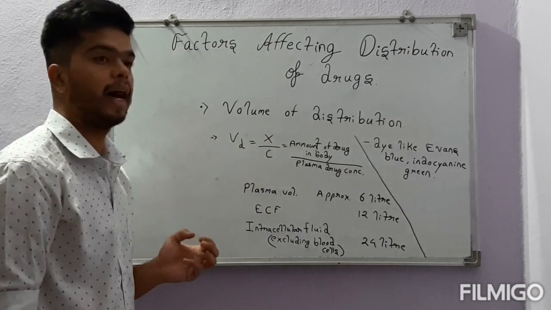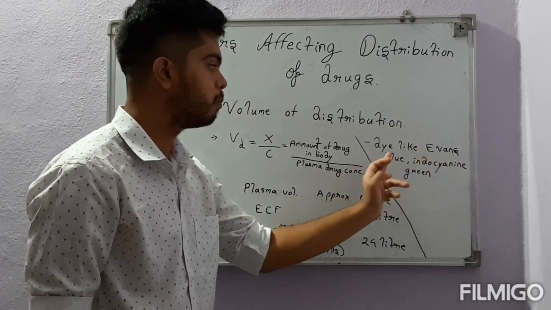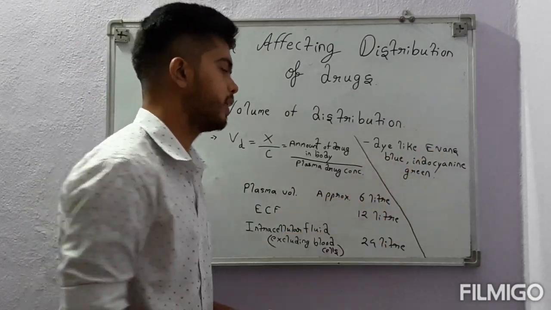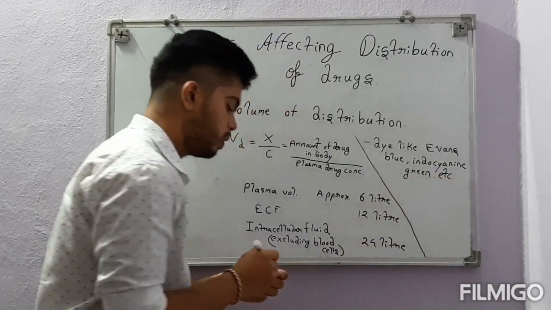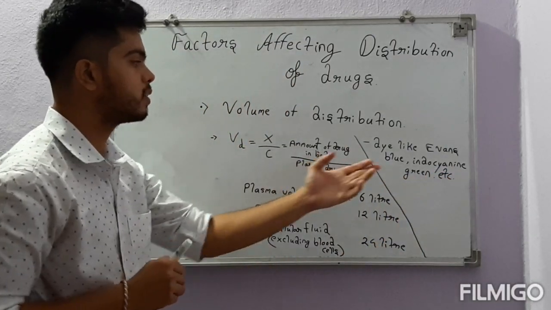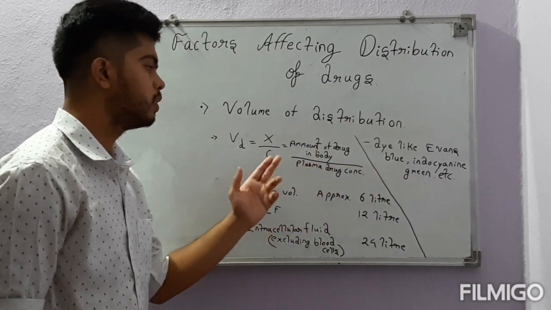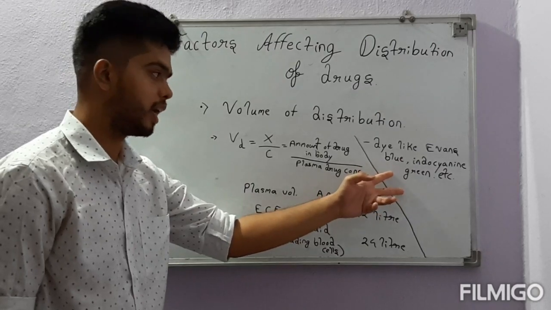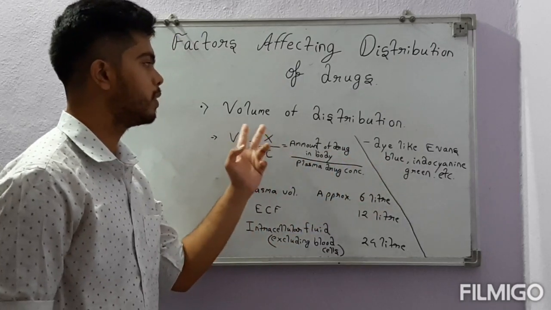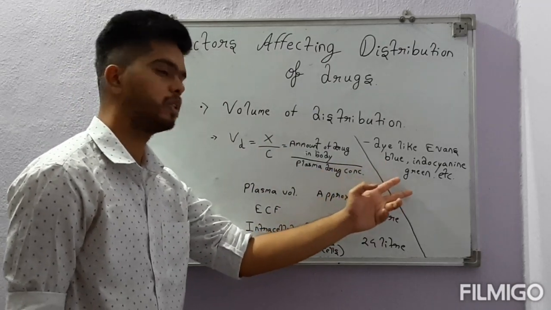For volume of distribution, we use dyes like Evans blue, indocyanine green and so on, which we use to calculate the actual amount of a drug. Like a drug in the body, we just introduce the dye into the plasma, so it remains in a specified area. So we are easily able to calculate the volume of distribution by having such a dye at a specified place.